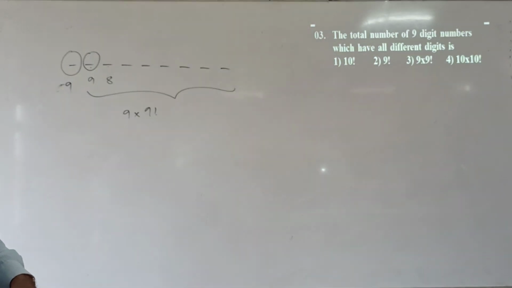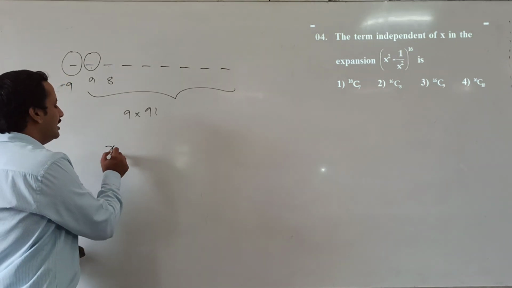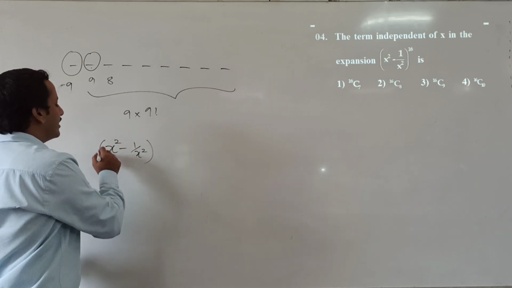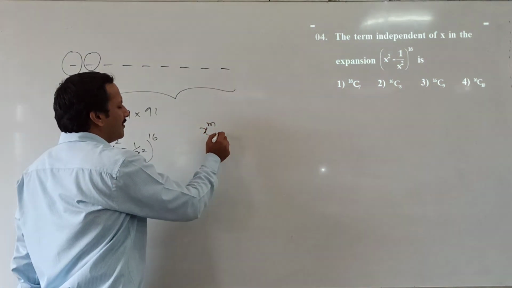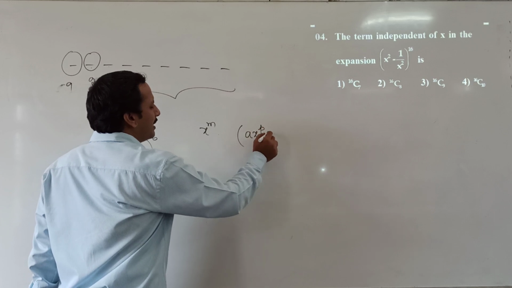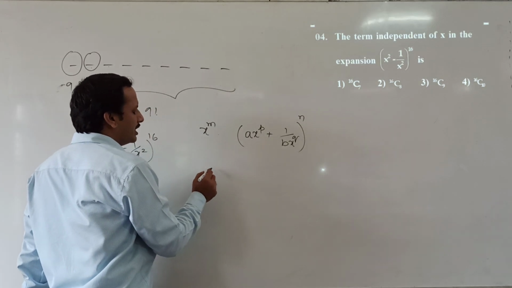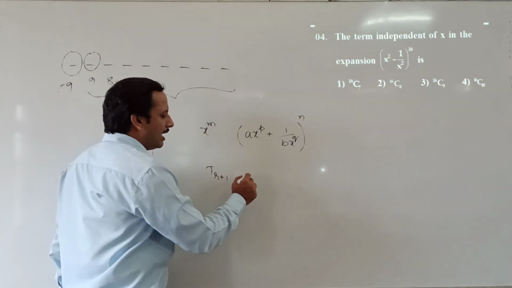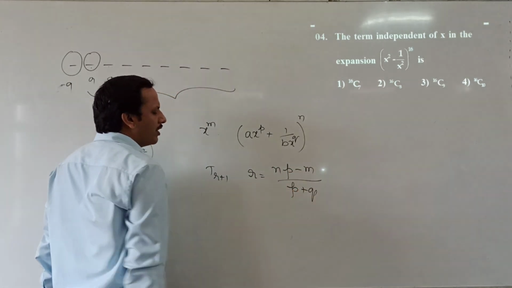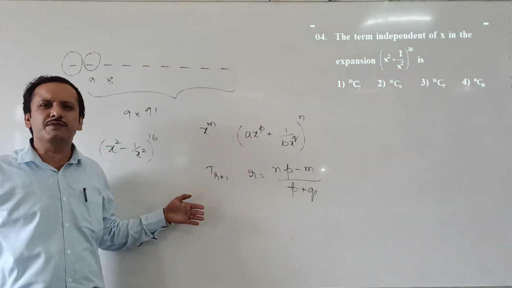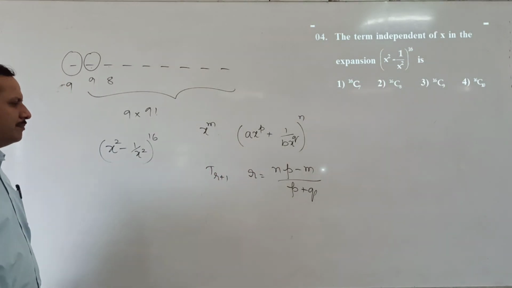Third option. Next question. The term independent of x in the expansion of x square minus 1 by x square whole power 16. You know the formula. The coefficient of x power m in the expansion of a x power p plus 1 by b x power q whole power n is the coefficient of t r plus 1, where r is given by np minus m divided by p plus q. For term independent of x, we are finding the coefficient of x power 0, so m will become 0. The formula will reduce to np by p plus q.